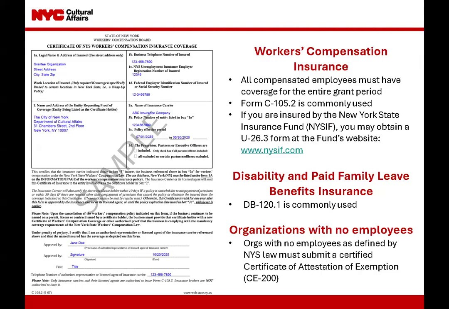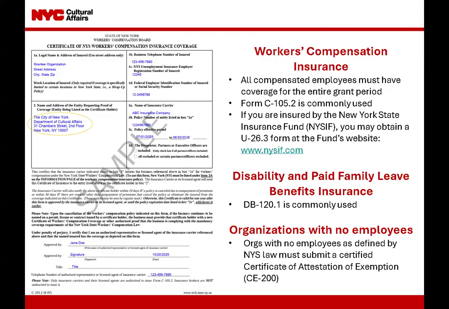Disability and paid family leave benefits. There are several forms that can be used as documentation. The DB-120.1 form is commonly used. On each certificate, under name and address of the entity requesting proof of coverage, please include DCLA's name and address exactly as it appears here.